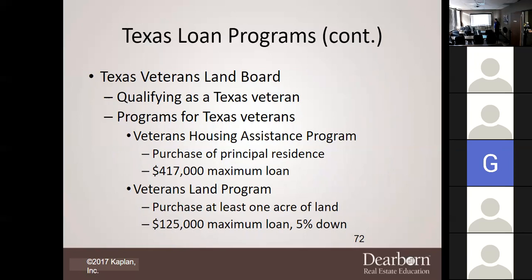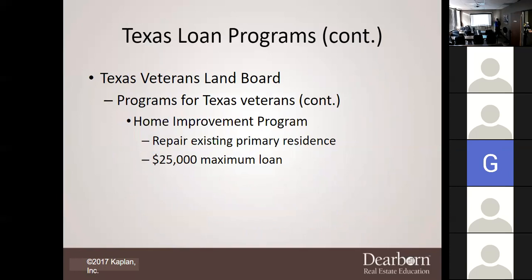The Veterans Land Program also allows you to purchase at least 1 acre of land, and there's a loan up to $125,000, but you have to put 5% down. There's also the Home Improvement Program, which allows you to repair an existing primary residence, and they will give you up to $25,000 in maximum loan.